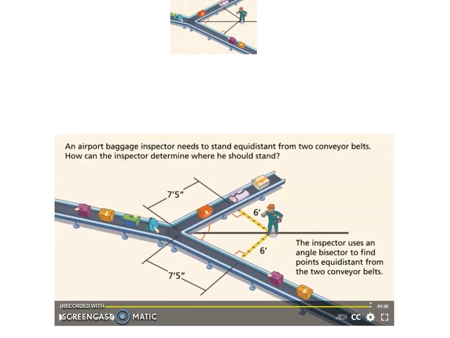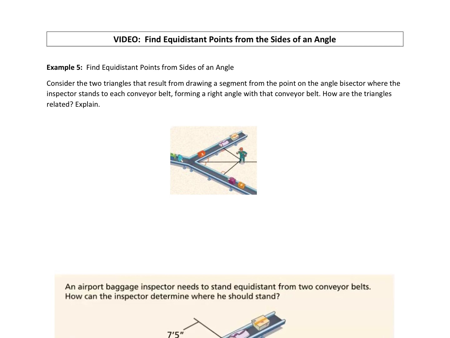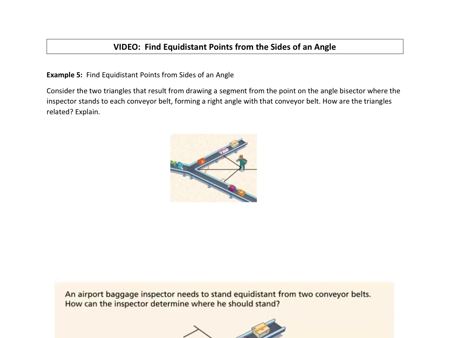Okay, so back to the question that we're being asked, now that we kind of see what the situation is. It says, consider the 2 triangles that result from drawing a segment from the point on the angle bisector where the inspector stands to each conveyor belt, forming a right angle with that conveyor belt. How are the triangles related?